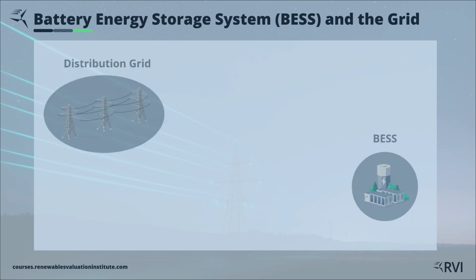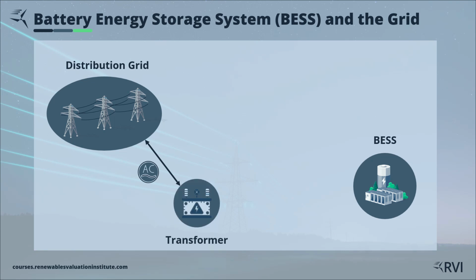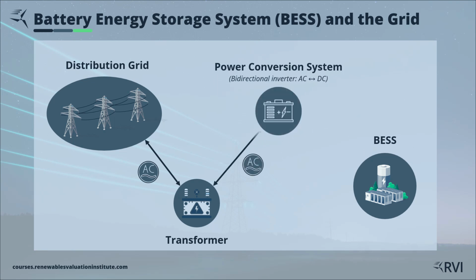Let's zoom out for a moment and see where today's calculations sit in a real system. On the left, the distribution grid delivers AC power at 50 or 60 Hz. Before the battery can interact with it, a transformer steps the voltage down to the level required by the power conversion system. The power conversion system, or PCS, is a bidirectional inverter. In the charging direction, it takes grid-synchronized AC, or alternating current, and converts it into DC, or direct current, so the battery can store energy.